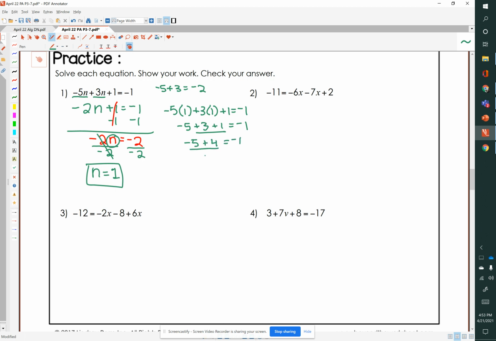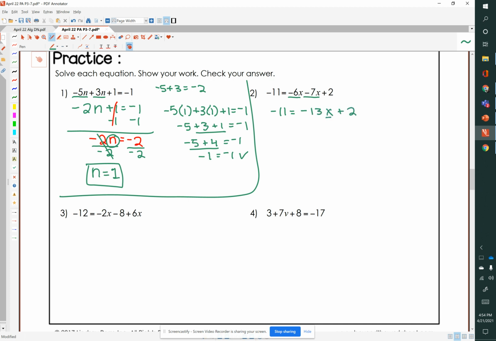And then we'll combine the negative 5 and the negative 1 equals negative 1. And our answer checks. So for number 2, negative 11 equals negative 6x minus 7x plus 2. So let's combine like terms. Negative 6x and negative 7x equal negative 13x. So negative 11 equals minus 13x plus 2.